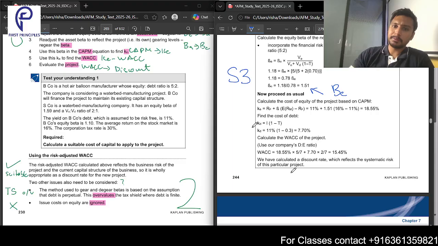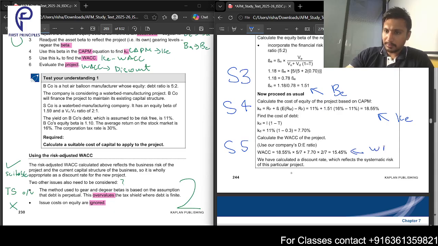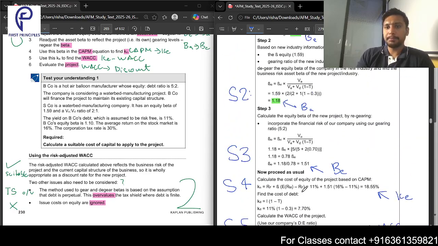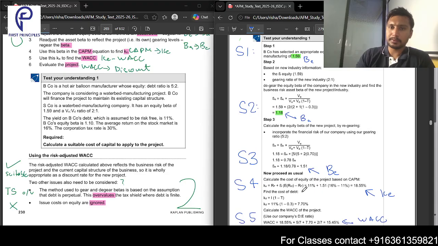And once we have equity beta, we do the next step and apply it in the CAPM formula, and we calculate the cost of equity. Once we have the cost of equity, we utilize that and we calculate the WACC. Once we have the WACC, we discount the project cash flows using that WACC. This is the high level outline of all the steps here.